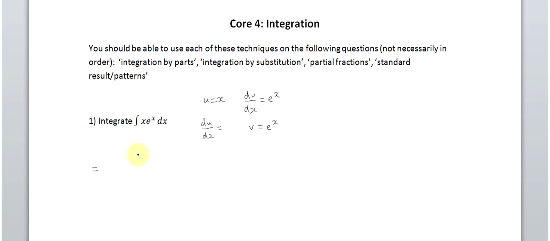So this is uv minus the integral of v du, and du by dx is 1. So that simplifies or finishes off to be minus e to the x plus c. Don't forget your plus c.